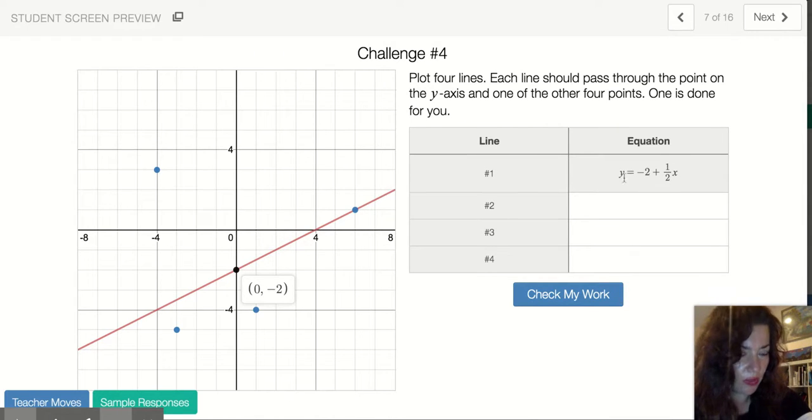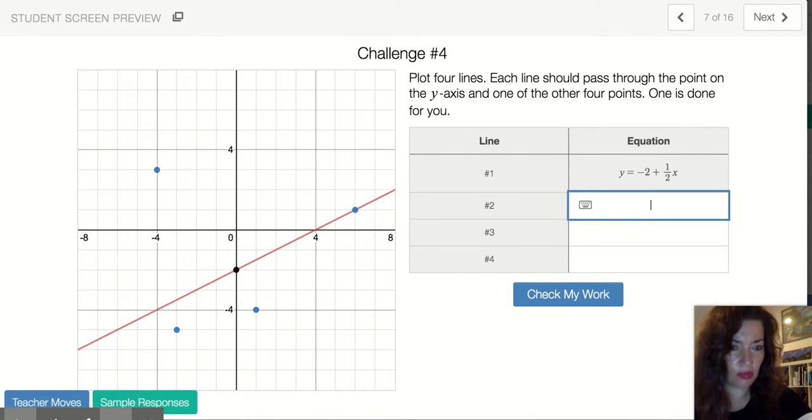Now, usually when we write the equation in slope-intercept form, we write the slope first, then the y-intercept. But equations can be written in any way. So it's important to recognize which is your slope, which is your y-intercept. So we're going to go ahead and write the equation where each one is actually going to pass through -2. So my next line is going to be y equals -2.